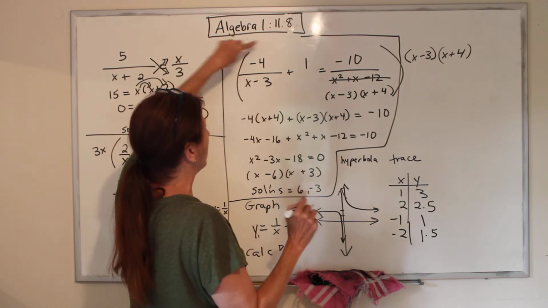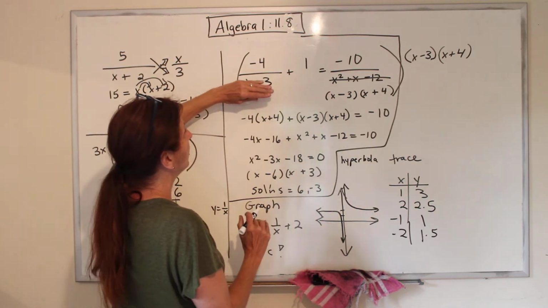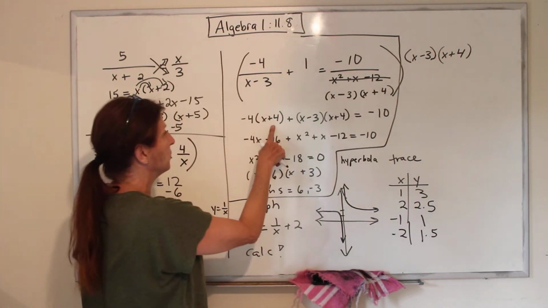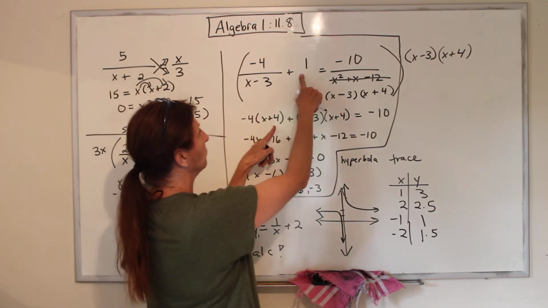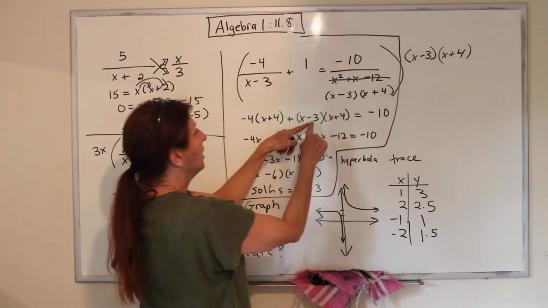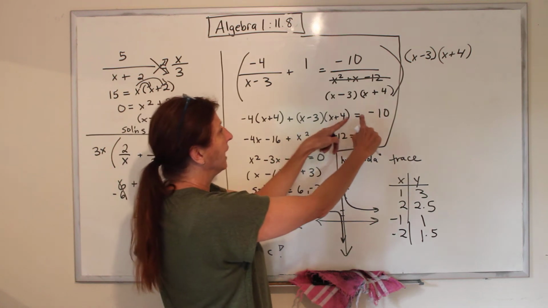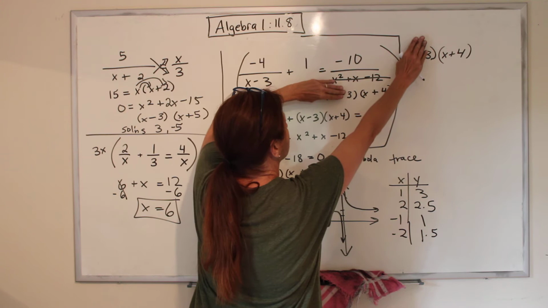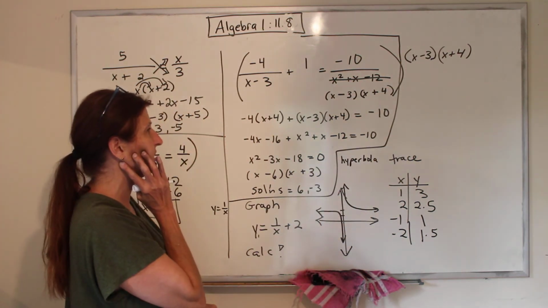So first I'll multiply it times this term, and the x plus 3's cancel out, and I'm left with negative 4 times x plus 4. Now this one, 1, there's nothing to cancel out, so if you multiply 1 times anything, you get that thing. And then here with the 10, this cancels out, and that cancels out, and all I'm left with is minus 10.